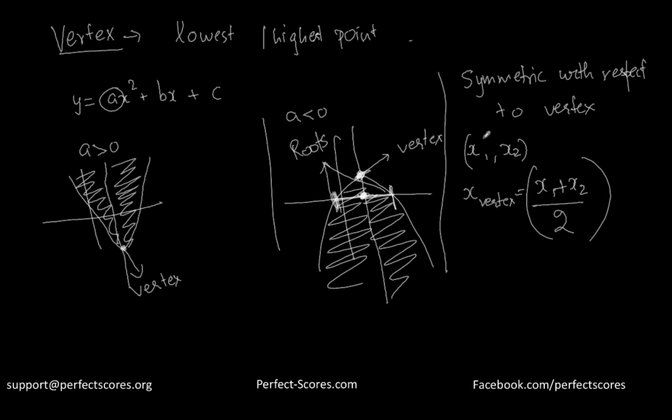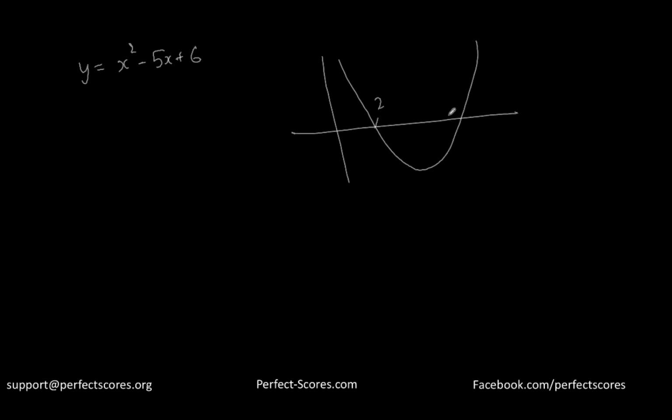Fine. So if I have this equation right here, let's say y is equal to x square minus 5x plus 6. You already know that this looks like this, where this is 2 and this is 3. I want to find the x coordinate of this vertex. The x coordinate of this vertex is going to be simply 3 plus 2 by 2, which is 5 by 2, which is 2.5. So the x coordinate here is going to be 2.5.